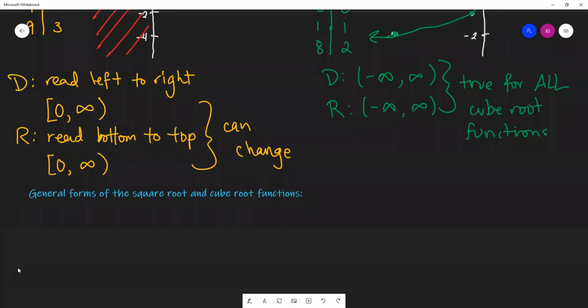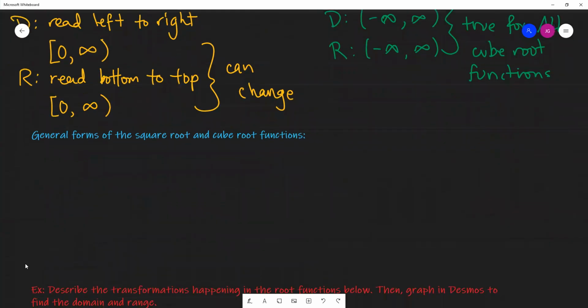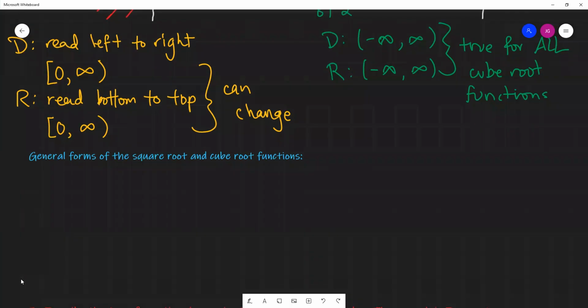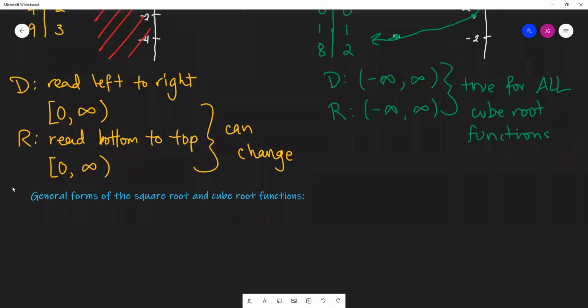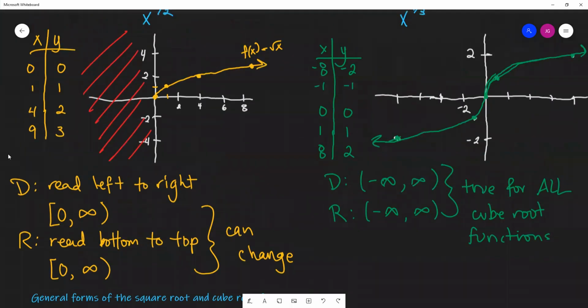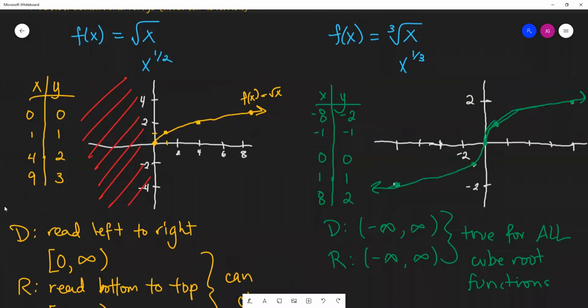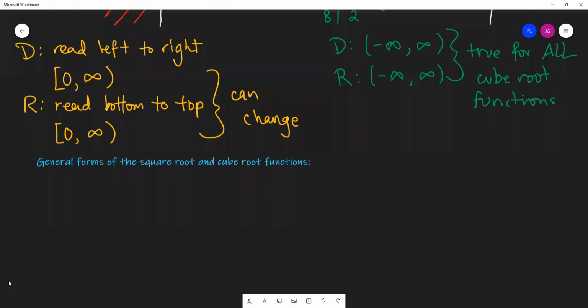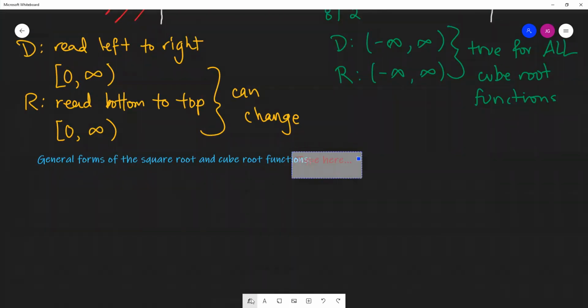All right, so general forms of the square root and cube root functions. This is going to help us to determine the transformations that are happening, right? So not all square root and cube root functions look like this, where it's just the square root and just the cube root. I can have extra stuff going on.